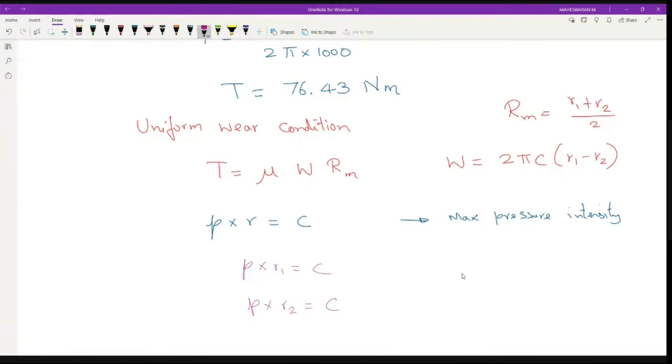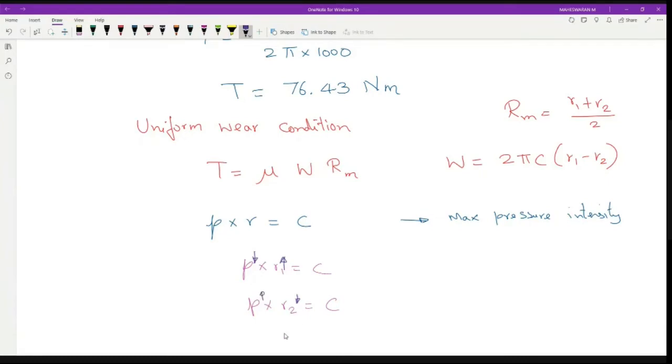Inner radius. P into R1 is equal to C, or P into R2 is equal to C. C is a constant. A higher R. If R is higher, your P will be less, right? Yes or no? Yes, sir. If R2 is lower, your P will be greater.